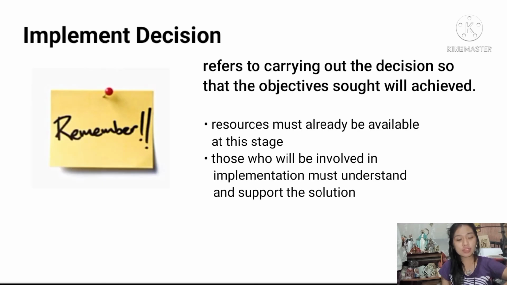Implementation, on the other hand, refers to carrying out the decision so that the objective sought will be achieved. But remember, in the implementation stage, resources must already be available at this stage. The resources and the data that you gather should already be available at this stage. And those who will be involved in the implementation must understand and support the solution.